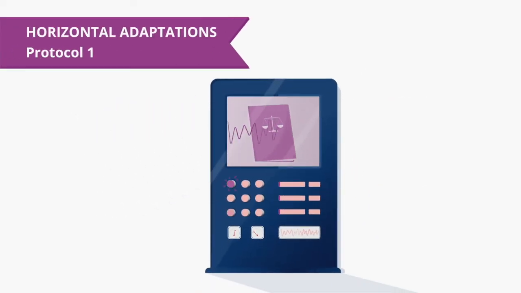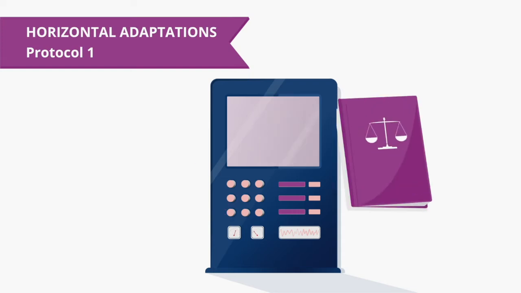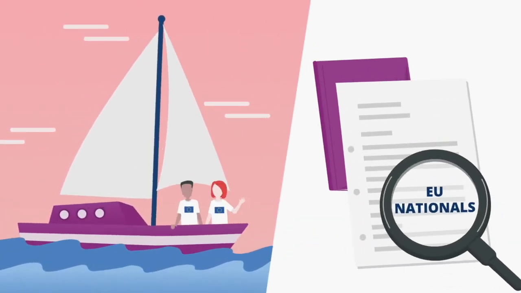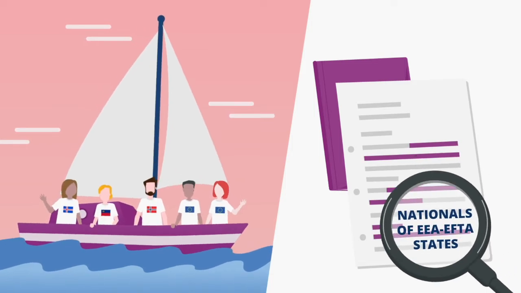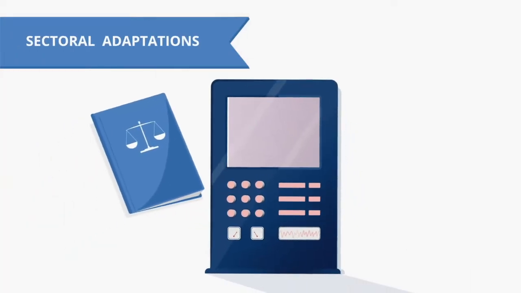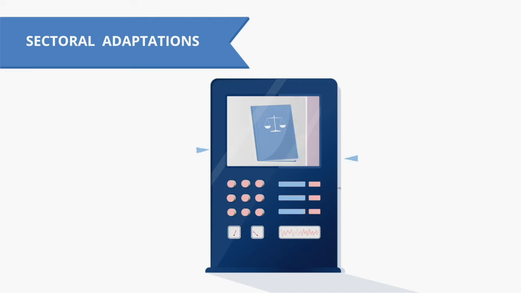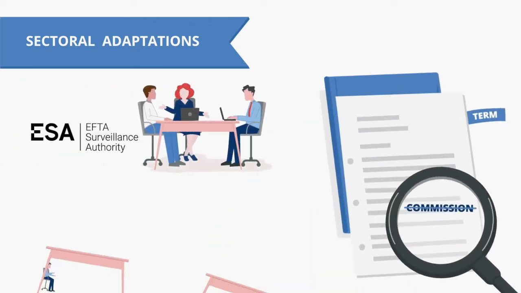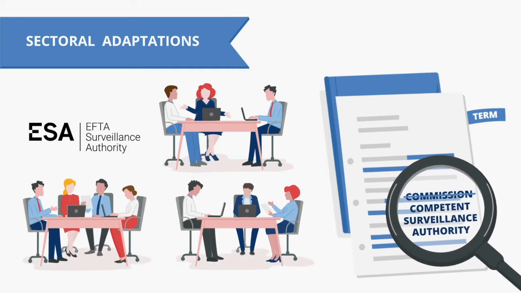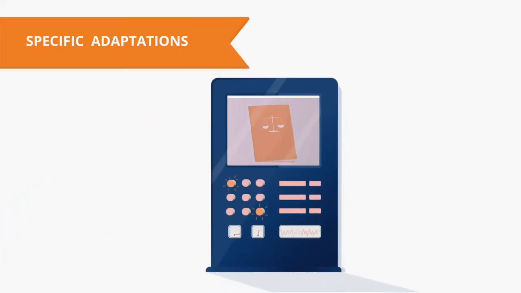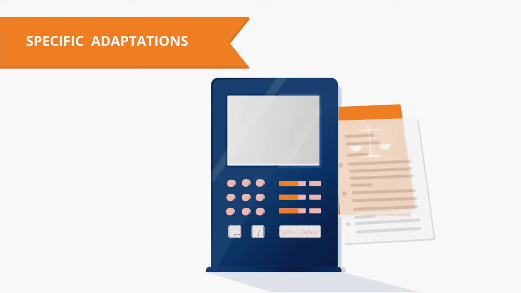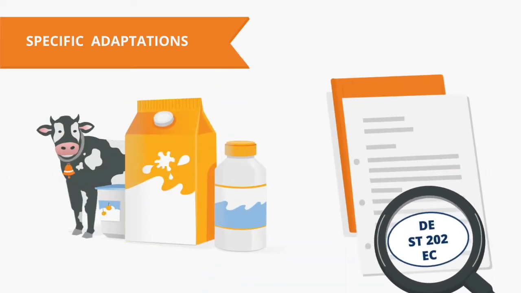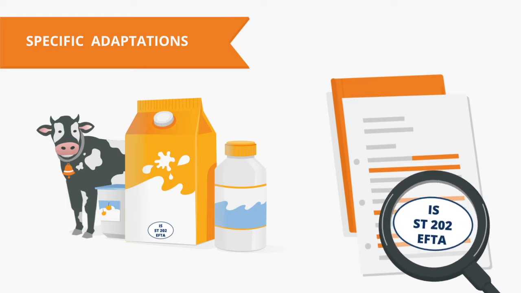Horizontal adaptations are found in Protocol 1. They address certain general matters. For example, whenever the acts refer to EU nationals, this also covers nationals of the EEA EFTA states. Sectoral adaptations address, for example, common terms within sectors of legislation, like here, where the term Commission shall read Competent Surveillance Authority. Finally, specific adaptations are sometimes made to individual EU acts. For example, here, an adaptation provides that the word EFTA can be used on food labels.